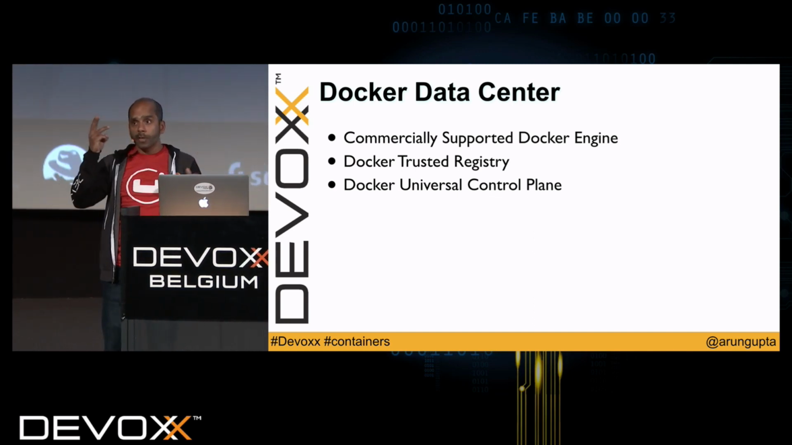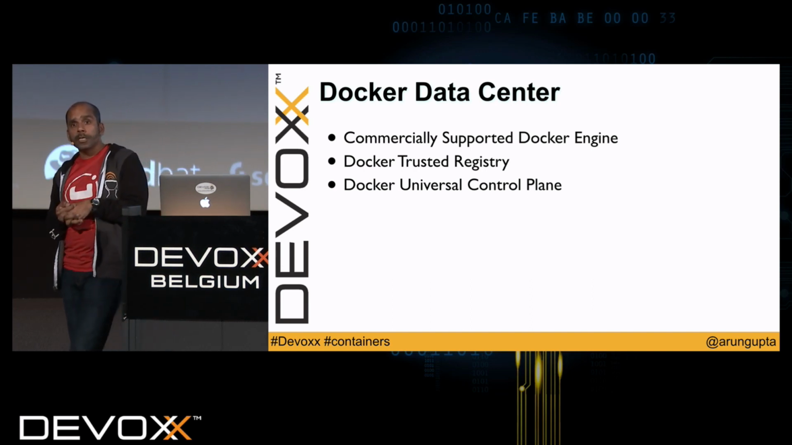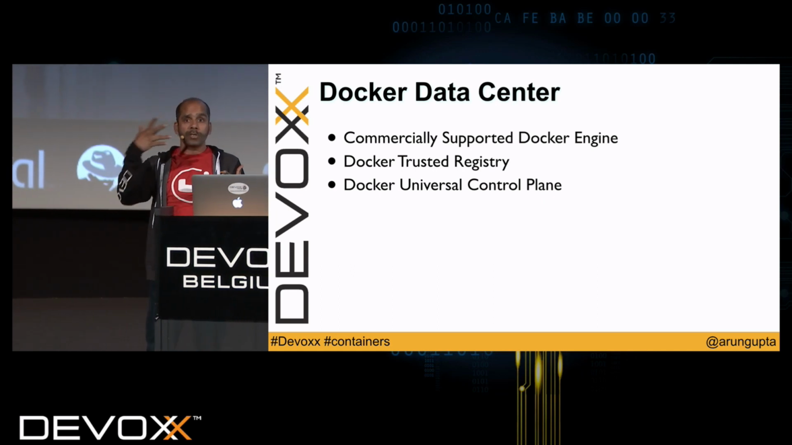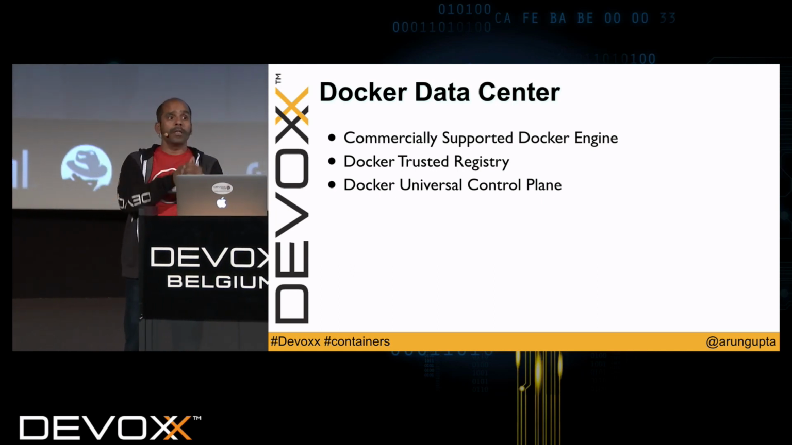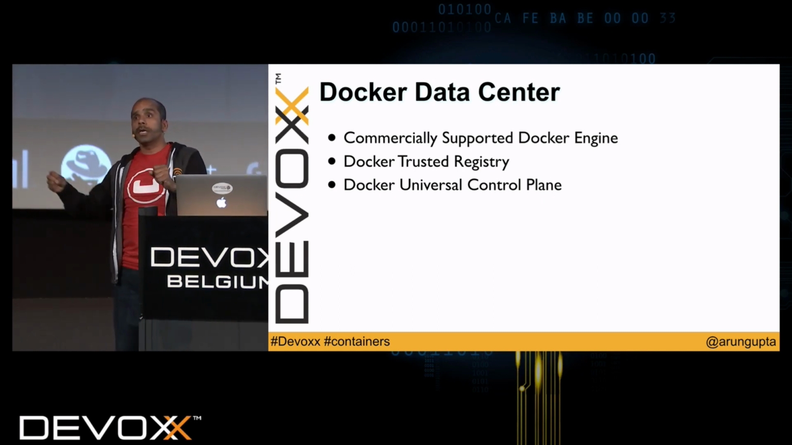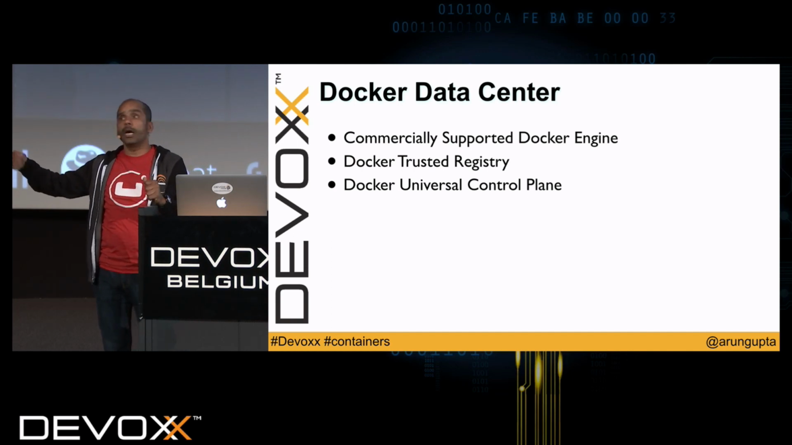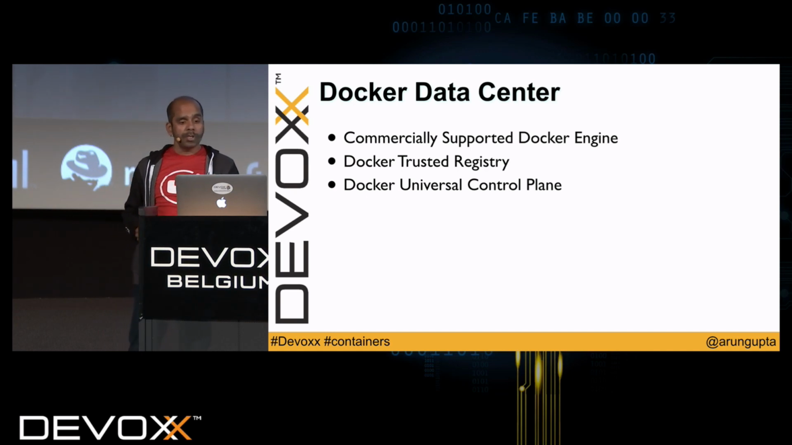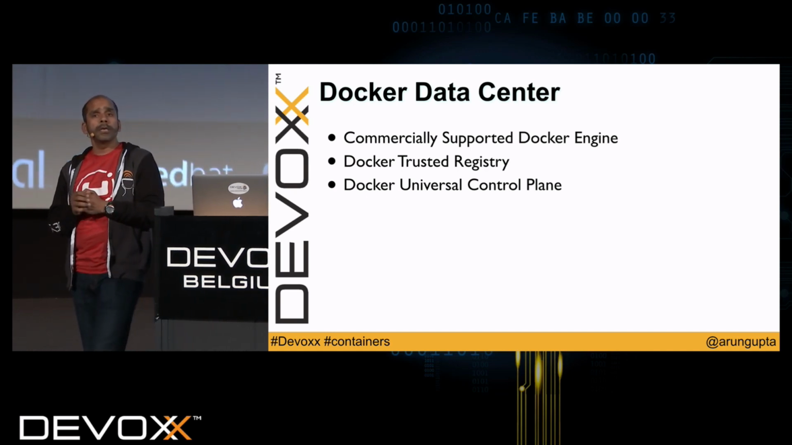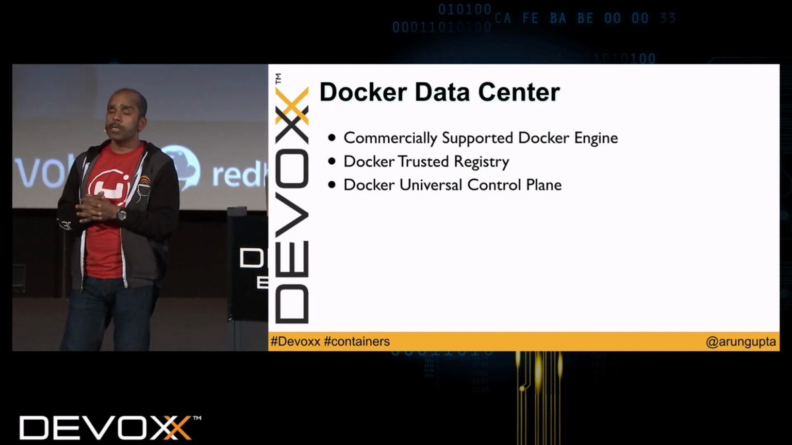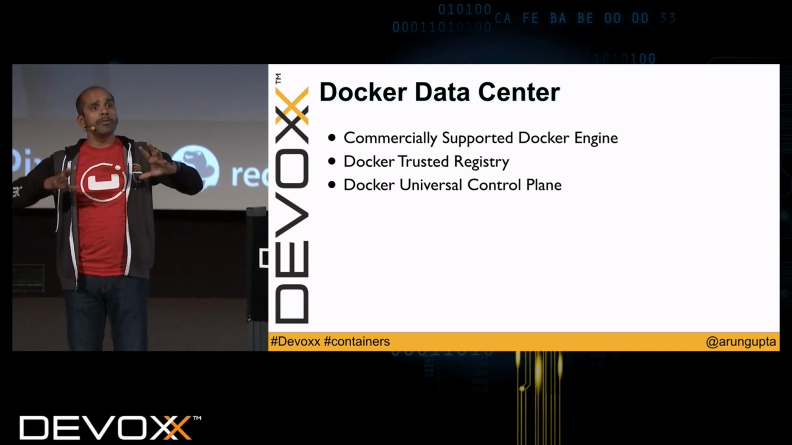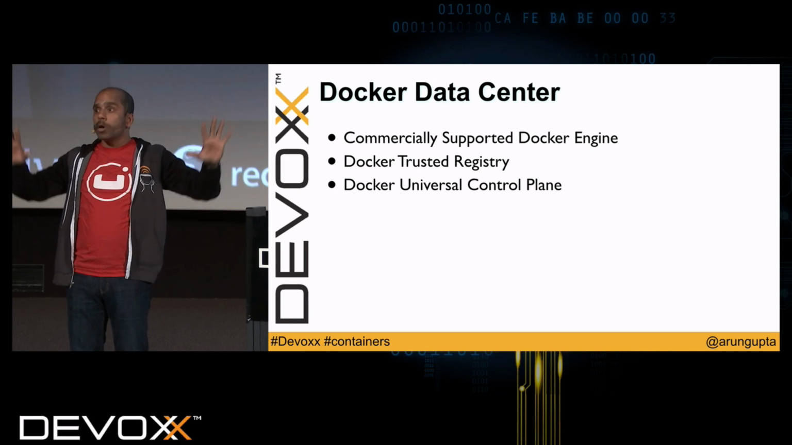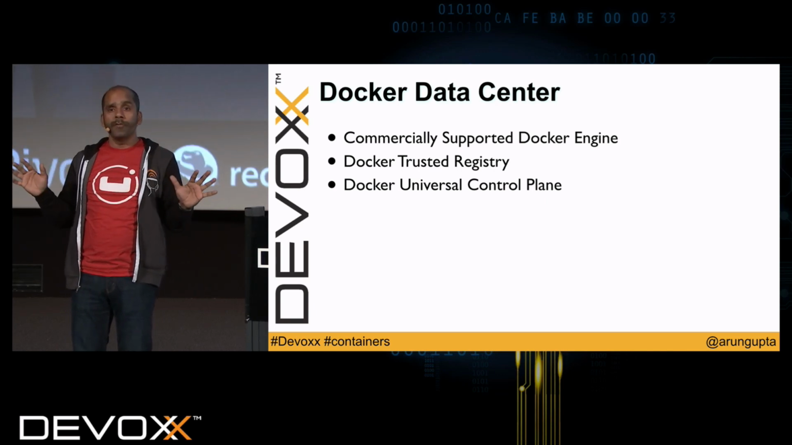Docker Data Center consists of 3 components primarily. First of all, it consists of a commercially supported Docker engine. Then it consists of Docker Trusted Registry, which is running as part of the DDC or Docker Data Center. So in case you are changing your images, doing CI, CD, all the fun stuff, you can push your images to the Docker Trusted Registry. And last but not the least, it consists of DUCP or Docker Universal Control Plane, which allows you to scale your containers. It shows all the monitoring charts, all the fancy dashboards, everything.